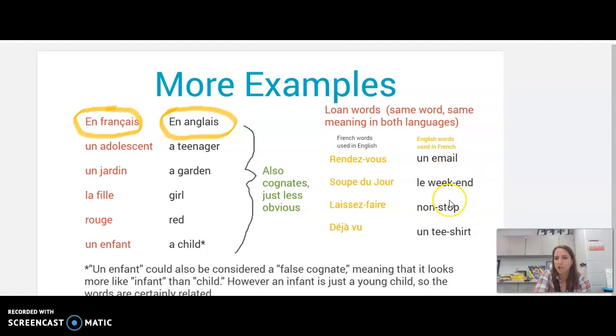So this is just a short list of a number of words that are English words that are used in the French language. Okay, so that is just a little bit of an explanation of what cognates and loanwords are. And now you are going to do a couple of activities with them.